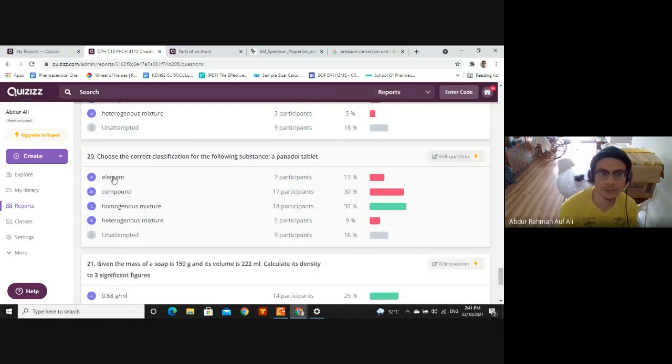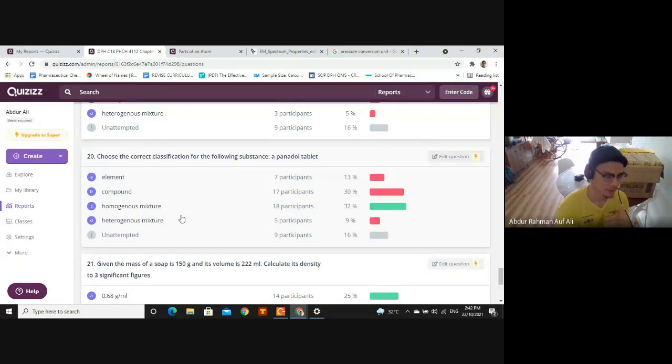Question 20, choose the correct classification of Panadol tablet. So what is Panadol tablet? Dia adalah sejenis homogeneous mixture. So Panadol tablet adalah sebiji tablet. Untuk buat sebiji Panadol tablet tu, kita combine multiple ingredients. Sama lah macam kita buat cake. Okay, if you are making a cake, you add tepung, telur, sugar, baking powder, salt, whatever else things you put in a cake. So when you make up a cake, kamu mix them up, you bake them, it comes out homogeneous. It looks like it's one thing.